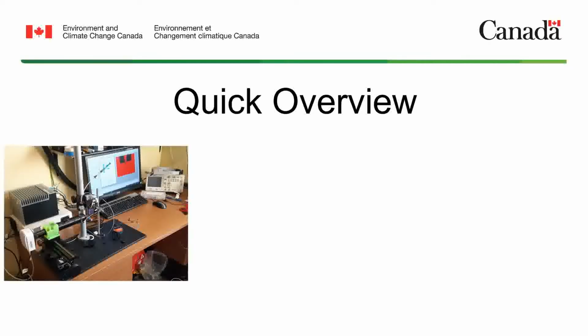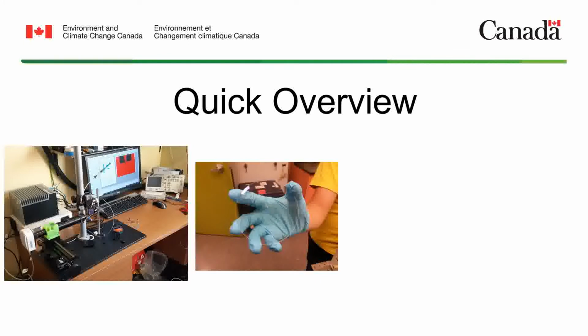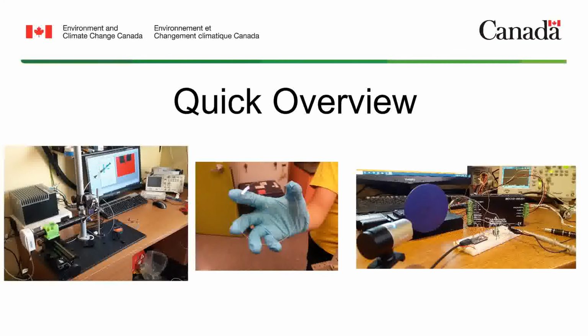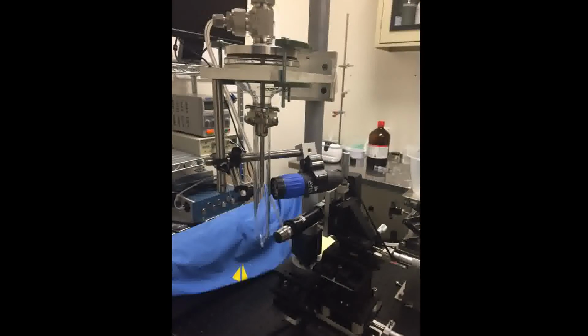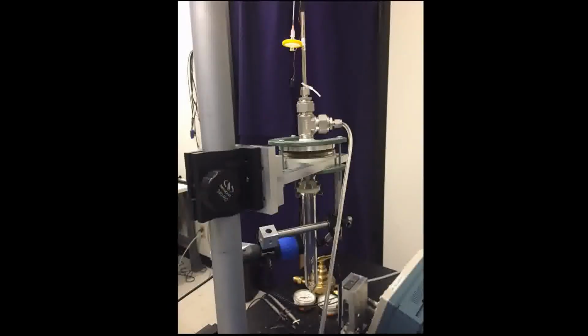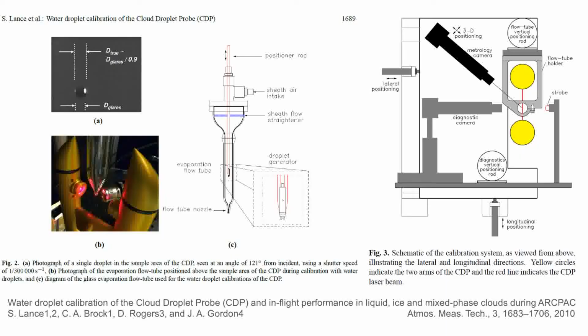A droplet generator is being developed, a new set of glass discs has arrived, and a high-speed motor update is being developed. One way to get around the problems of spinning discs and glass beads is to produce water droplets of known size. We are developing a droplet generator based on the design from SPEC Inc. The basic setup is described in Sarah Lance's paper in JTech. The droplet generation components were purchased from MicroFab Incorporated.